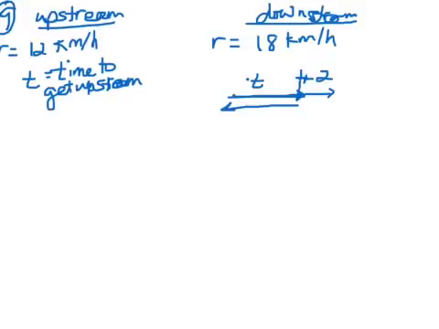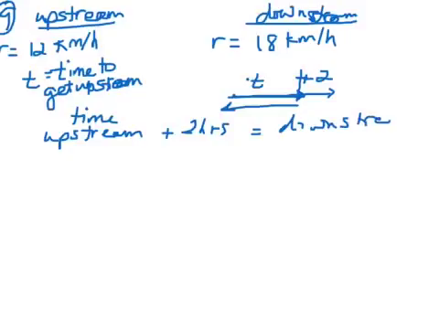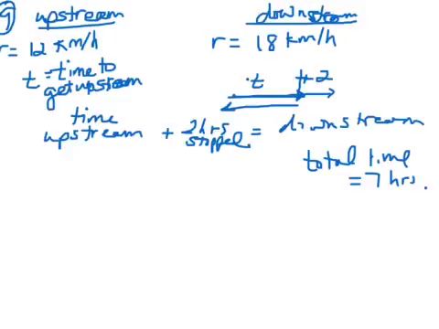That would give us the total amount of time it went until it stopped and turned around and came back. So let's think about it. It goes upstream, plus then it stops for 2 hours, and then it comes back downstream, is kind of what's going on. Now, they tell us the total time is 7 hours, and what they want to know is how far did it go.